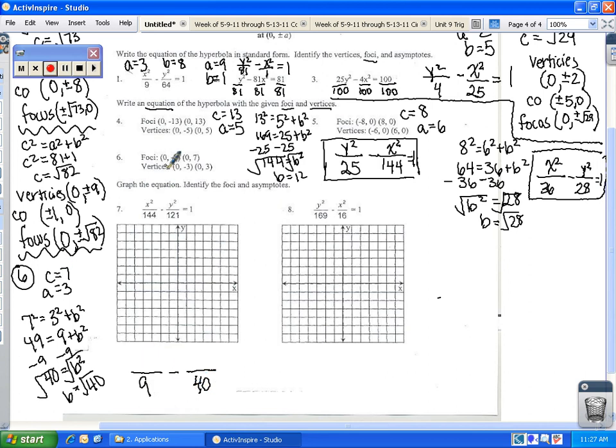So I'm going to go back and look at my focus points and my vertex points. 0, negative 3, that is along the Y axis. So therefore, the transverse axis is associated with the Y axis. And now I can put my X squared here and complete it with equals 1.